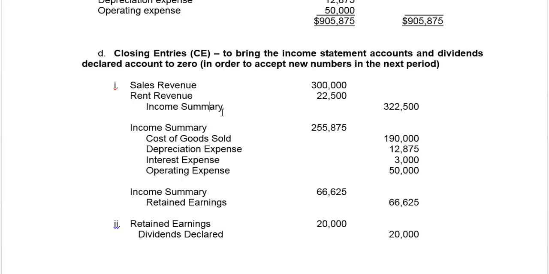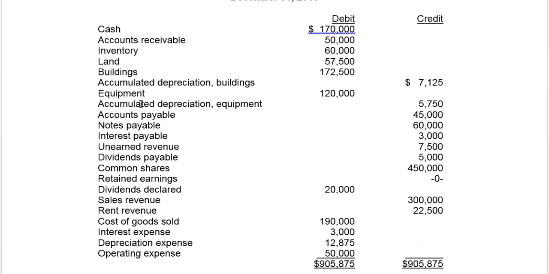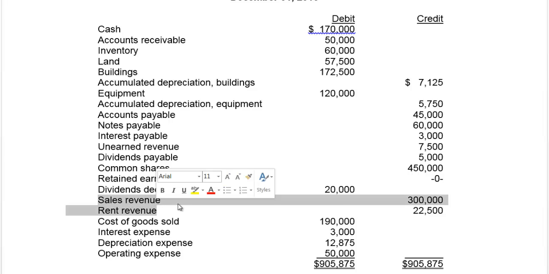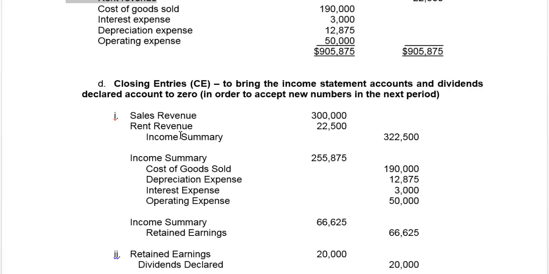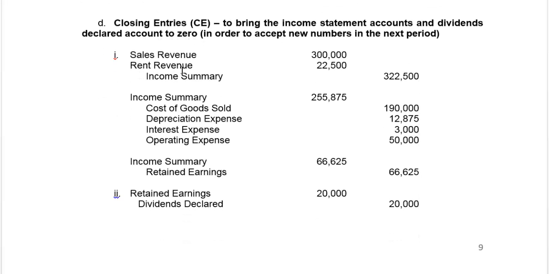So once I've got my income statement done, now I want to zero out all my revenue accounts. I had two: sales revenue and rent revenue. If I go up here, I've got my sales revenue and my rent revenue right in here. So now all I want to do is zero them out. I know they're normal credit balance accounts, so to zero them out, I have to debit them, and I'm going to use my helper account and credit 322.5, which is the total.